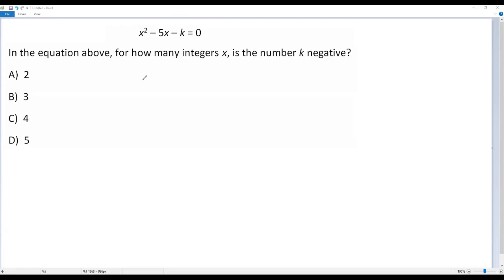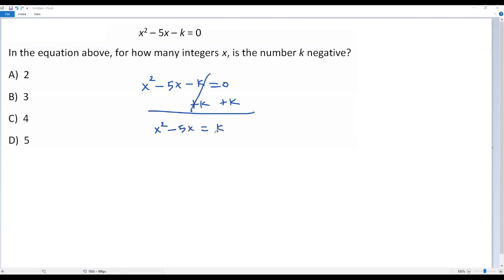Okay, now let me take the given equation as it is. That is x² − 5x − k = 0. Now let me add k to both sides. When I do so, I am getting x² − 5x. So here the −k and +k will cancel out. On the right side, I'm just getting k.